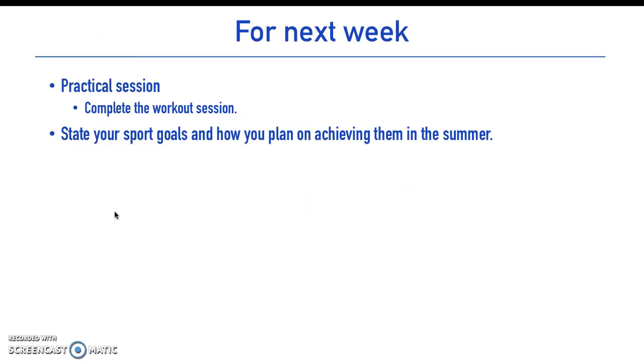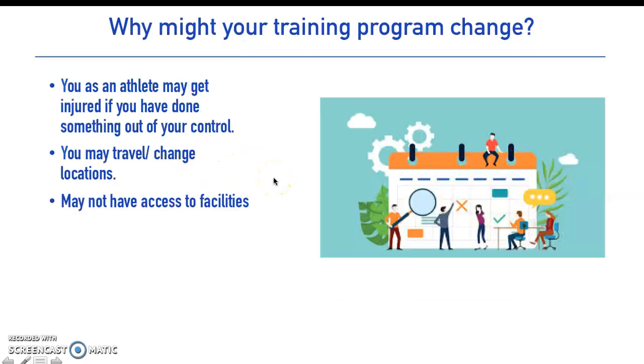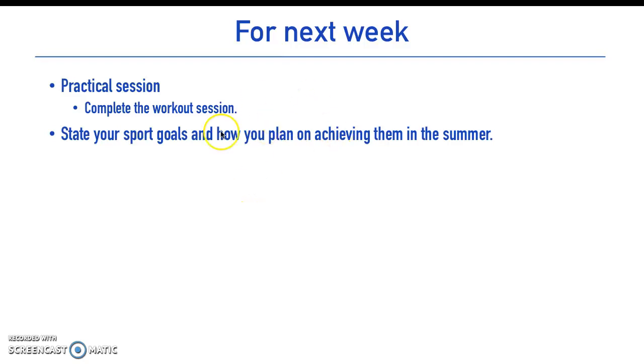Now for next week, guys, what I want you to do is complete the practical session. It's progressively overloaded from the previous week. Then I want you to state your sport goal. For whatever sport you're doing, state your sport goal and how you plan on achieving them this summer. Again, I want you to use the SMART model, and figure out exactly how you're going to achieve them over the summer. And if it's not enough time to achieve it over the summer, then state what the short-term plan is in order for you to achieve your long-term plan.